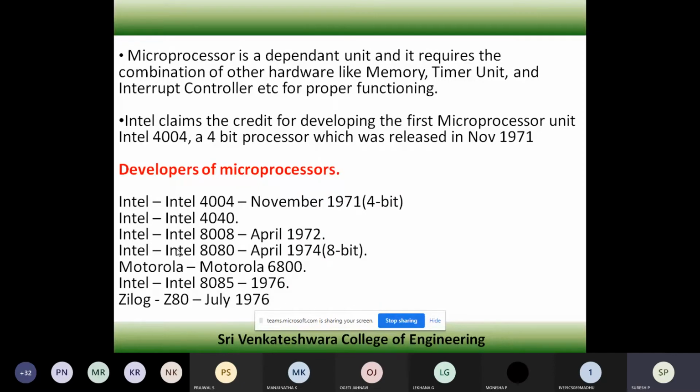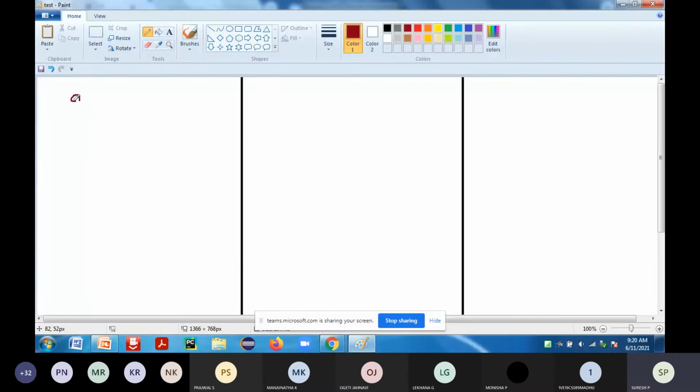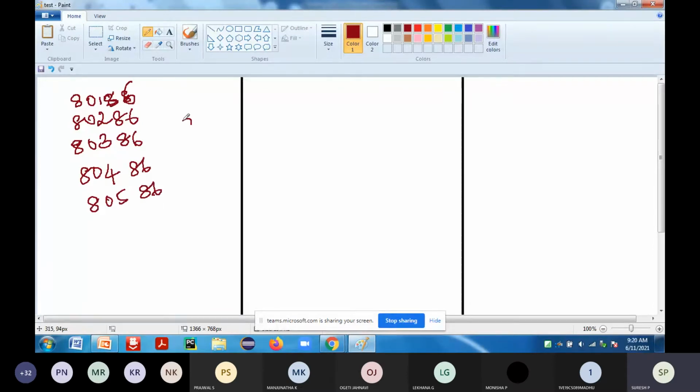So you can see it here. In the later generations, 80186 came, and 80286 came. Then later 80386 came, then 80486 came, and next 80586 came. It is nothing but an advanced version of the 8086. It is the first version of 8086, second version, third version, fourth version, fifth version of 86.